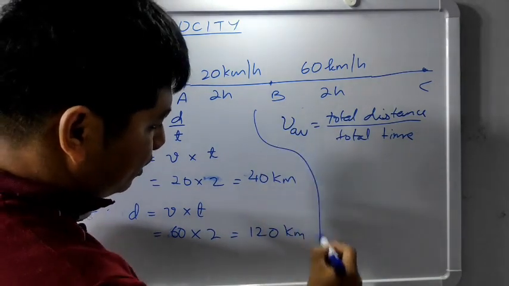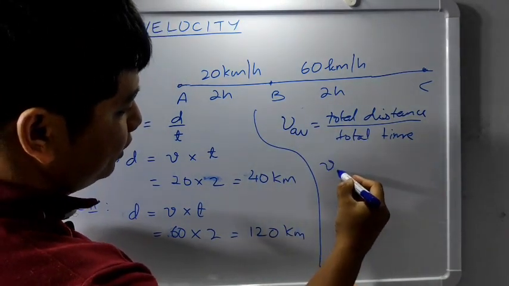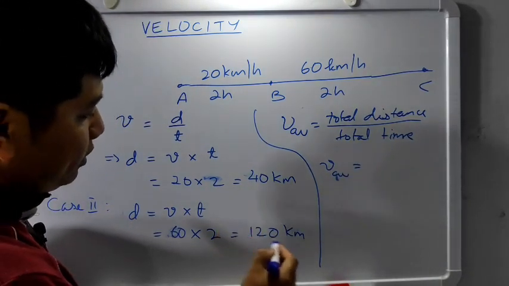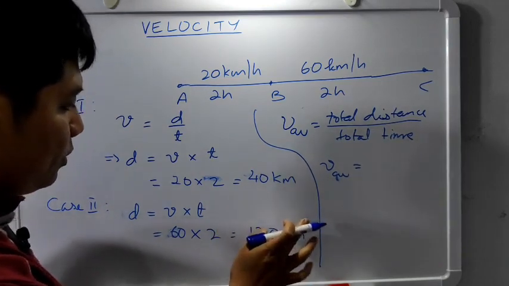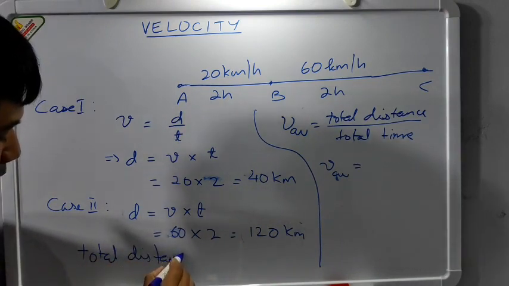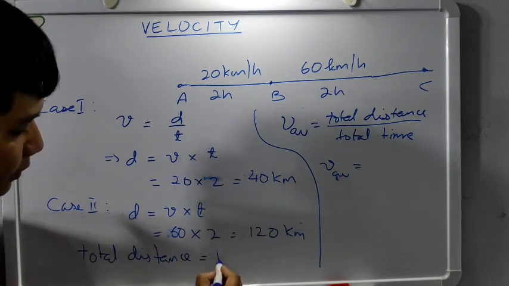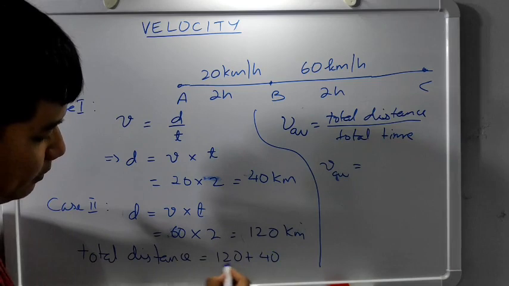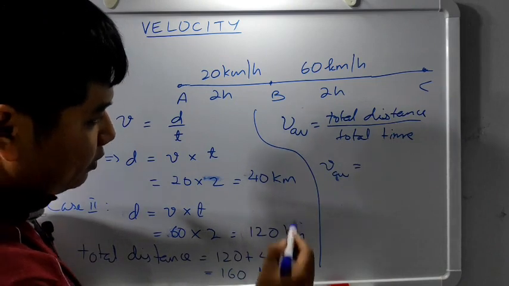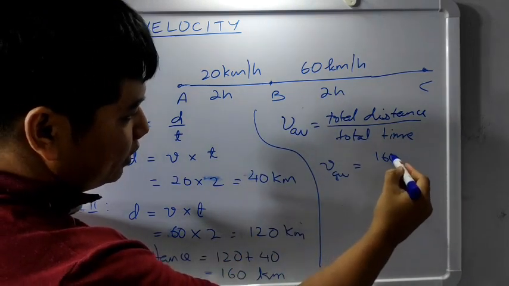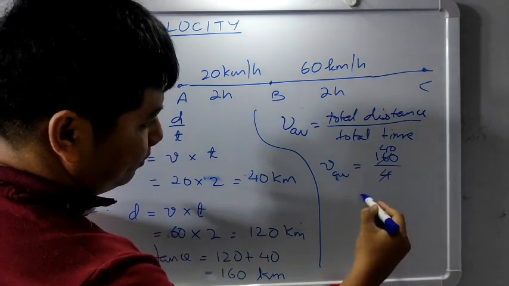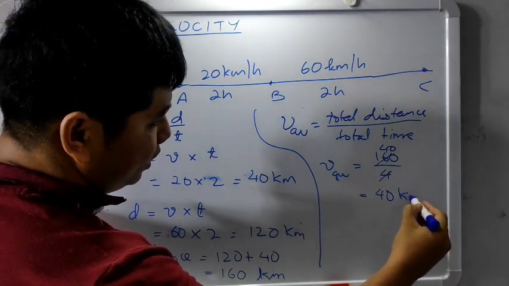Now, let us calculate the average velocity, the average speed, sorry. The average speed is total distance divided by total time taken. To calculate total distance, let me calculate first. Total distance is 120 plus 40, which is 160 kilometer. Total time is 2 plus 2, 4. It is 160 divided by 4. 4 40s are 160. So the average speed is 40 km per hour.